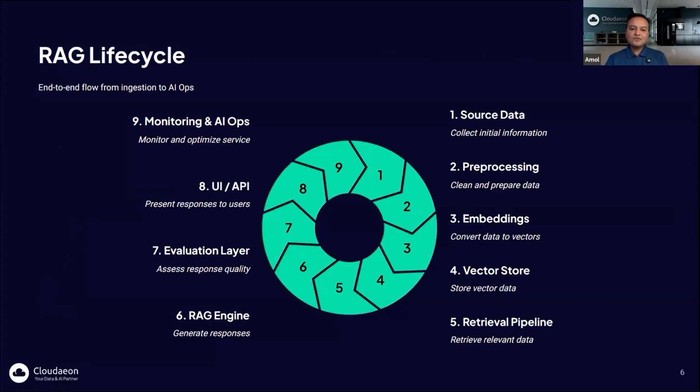This diagram shows the full journey of a production system. If you follow the circle, we start by bringing in data and preparing it. We create the embedding and we store them securely in a vector database. Then the retrieval pipeline finds the right information. The RAG engine creates the response, but we don't stop there.